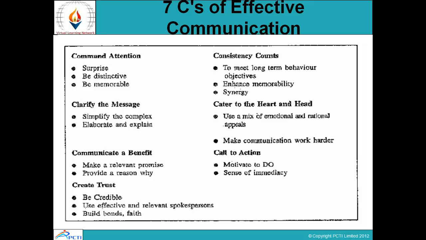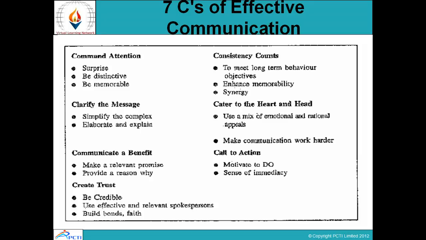If no benefit is there, then the other party who is part of the communication will not take any kind of interest. So to generate interest, it is very important to show the benefit of that thing. Then create trust.